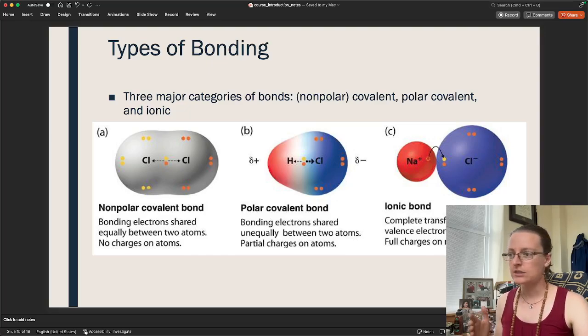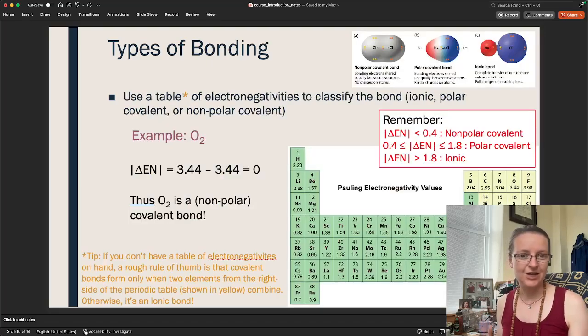And so to talk about what type of bonding we might see between 2 pairs of atoms, we have to be able to think about this in terms of electronegativity differences. And so ideally, we can quantitatively answer this question if we have a copy of a periodic table that has electronegativity values. In that case, we have a couple different cutoff ranges that we're going to use. Different textbooks will give different information. The textbook we're using this semester puts these cutoffs at 0.4 and at 1.8.